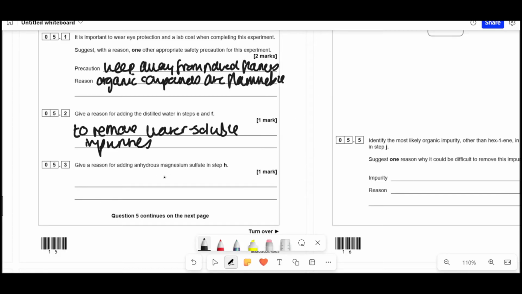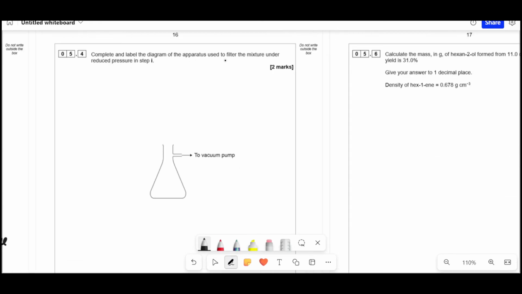Why do they add the anhydrous magnesium sulfate in step H? Well, it's to get rid of the extra water we've added, so it's to remove water, because when you're separating them with a separating funnel, you don't know that you've guaranteed removed every single bit of the aqueous layer. Next, it says complete the diagram of the apparatus used to filter the mixture under reduced pressure in step I. So you've got a Buchner flask and it's connected to a vacuum pump.